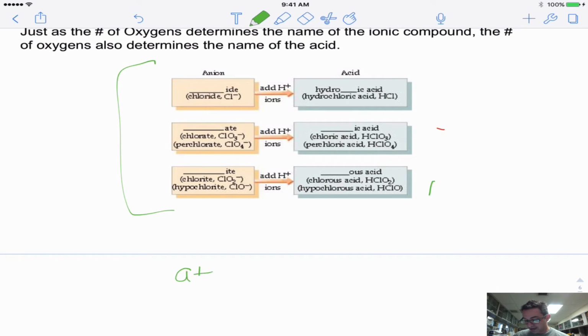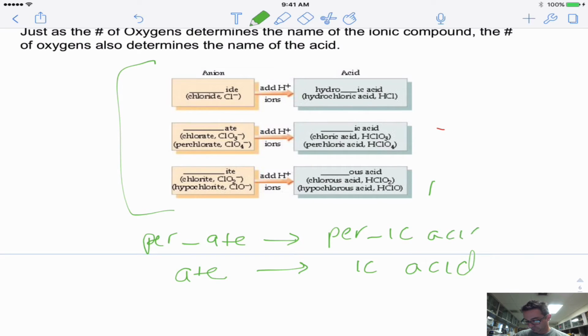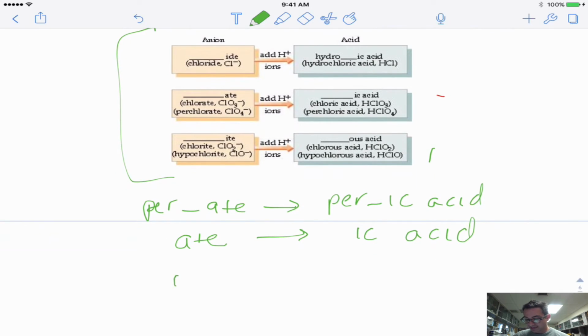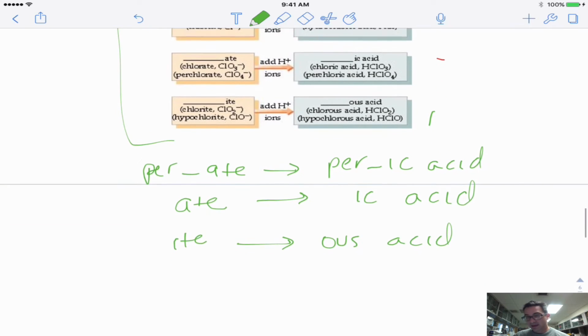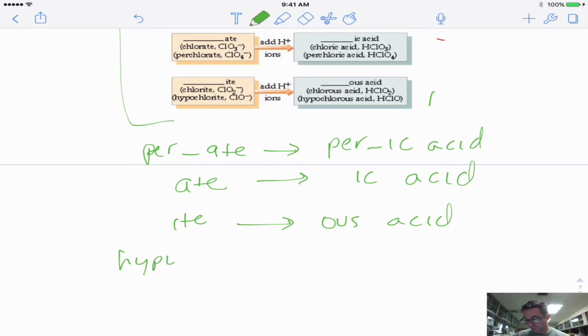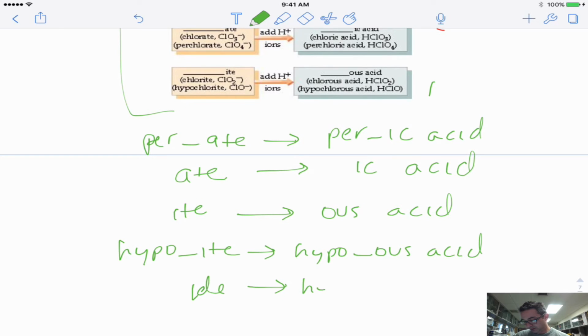If you start out with the ate form of the ion, then you become an ic acid. If you have the per-ate form of an anion, it becomes per-ic acid. If you have the ite form of an ion, it becomes ous acid. And if you have the hypo-ite form, it becomes hypo-ous acid. And finally, if you have the ide form of an ion, it would become hydro-ic acid.